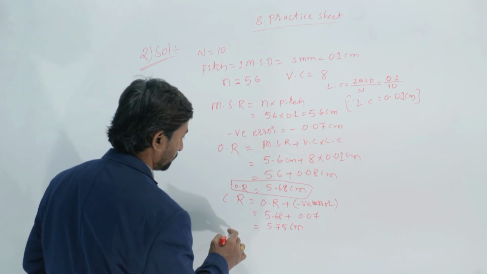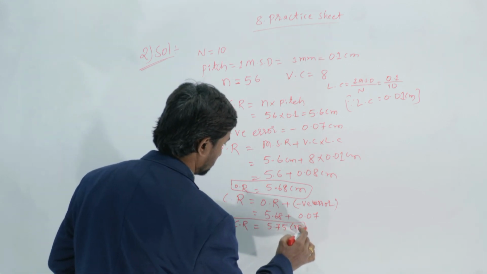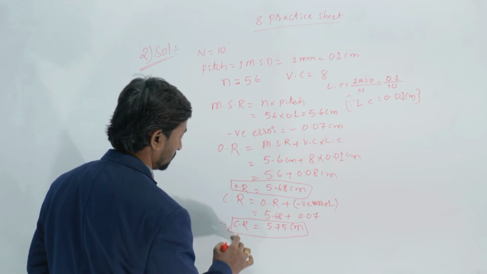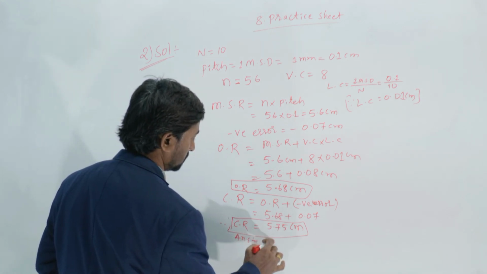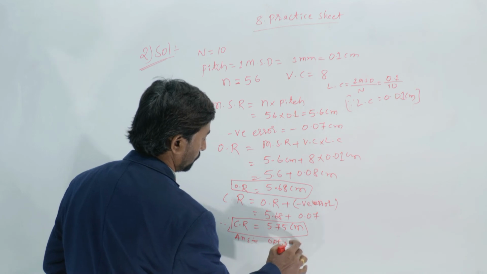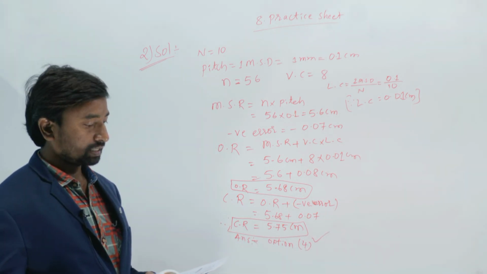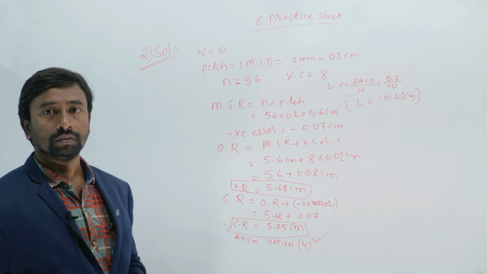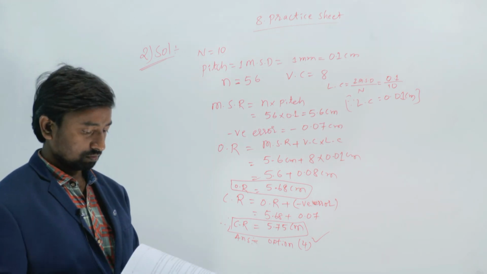So therefore, the corrected reading is 5.75 centimeters. So answer is what here? Answer is option 4. Option 4th is the correct answer. Next, understood? No. Next question, third one.